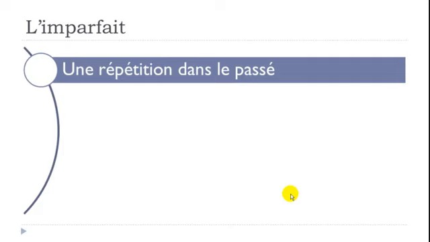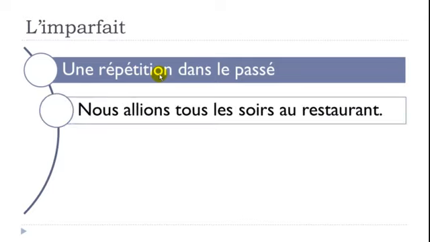Other situation when you will need to use l'imparfait, une répétition dans le passé. Okay, so répétition, you understand? Something that repeats itself. Dans le passé, the example here, nous allions tous les soirs au restaurant. Okay? So, aller is to go. Tous les soirs, so every evening, au restaurant. All right? So, something that you do and that repeats itself in the past.